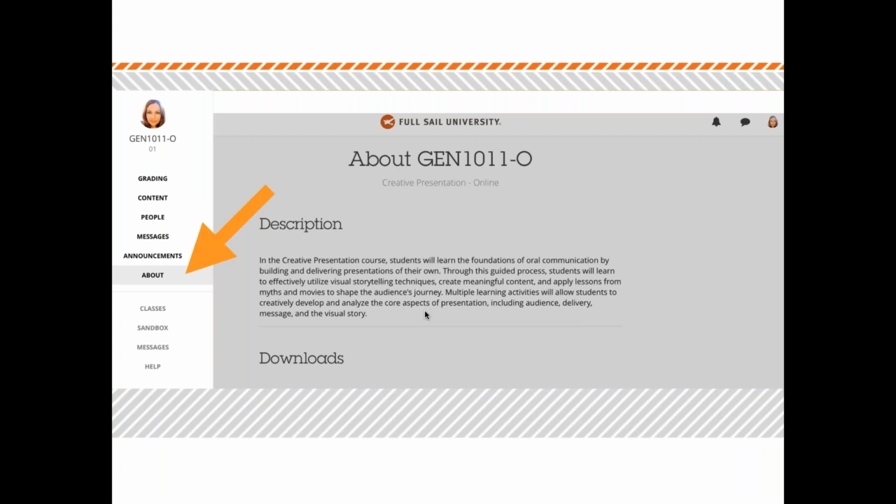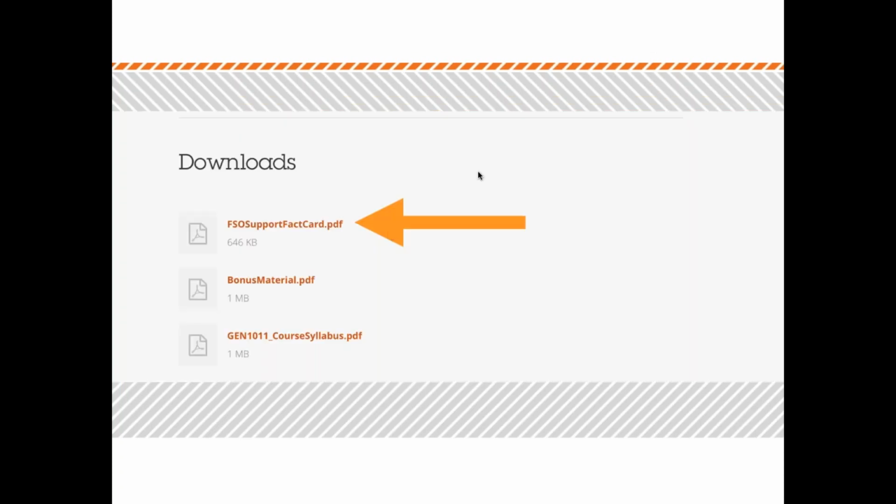Okay. Also on the left here, you will see a little section that says About. A couple of key things you can find here. First is just a description of the course, but also you're going to find a couple of important downloads. The course syllabus is here. So if you've been looking for the course syllabus and you aren't quite sure where it's at, it's here under the downloads. There's some bonus material.